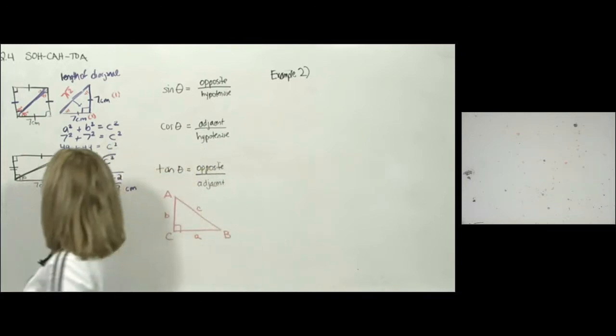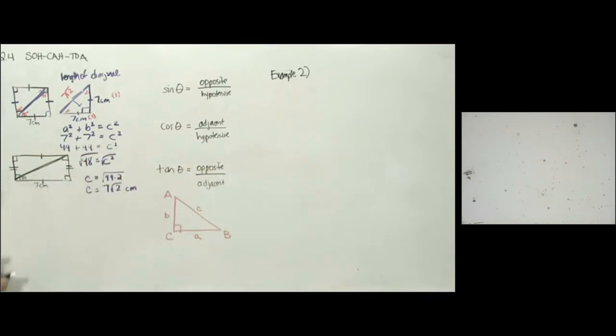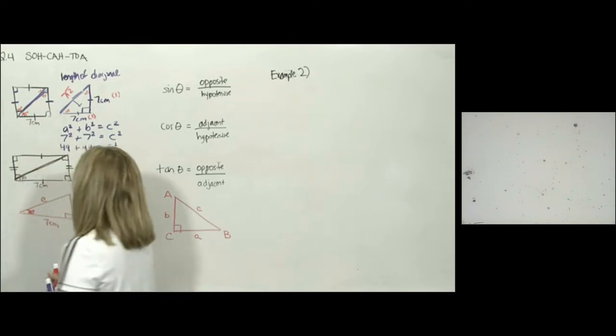So I'm just going to blow this bottom one up. So I blow this bottom right triangle up just so you can see it. That's 7 centimeters. I don't know this side because they're not going to be the same length. I want to find the length of the hypotenuse. I'm going to call that C, which is the diagonal. They give me this angle is 30 degrees.